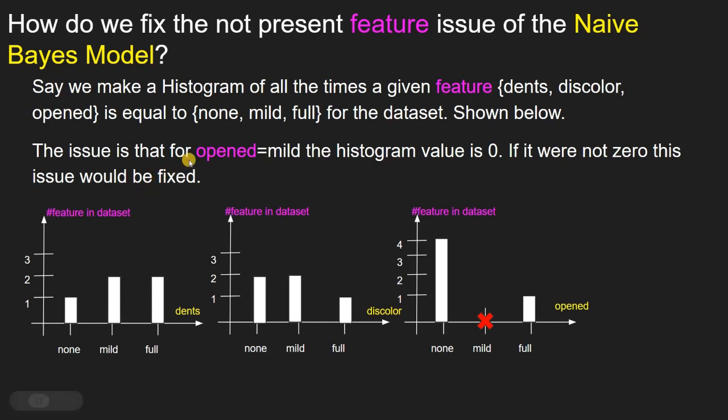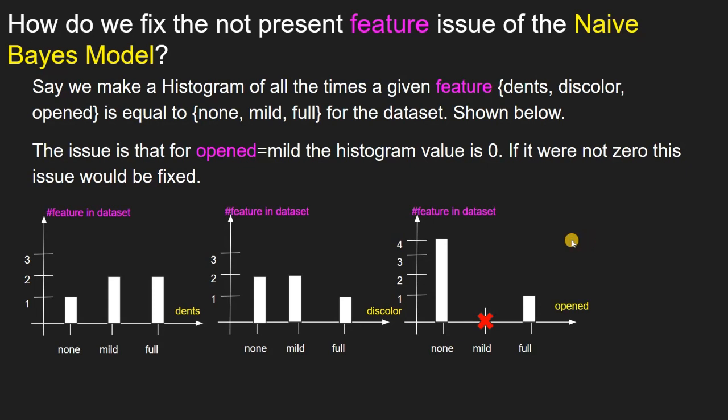Now, the issue is that for open equal to mild, the histogram value is 0. If it were not 0, this issue with the feature not being present would be fixed. So if you come over to the histogram for the opened feature, you can see that the histogram value for open equal to mild is 0, and that's what's causing the probability of y given x to equal 0 for any example that has open equal to mild. So we need to somehow make this not 0. And how do we do this?